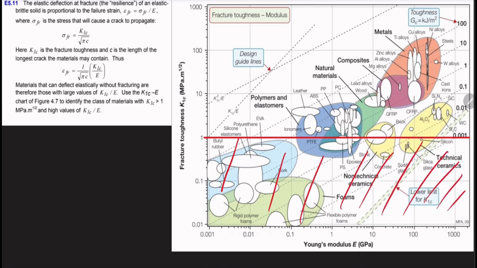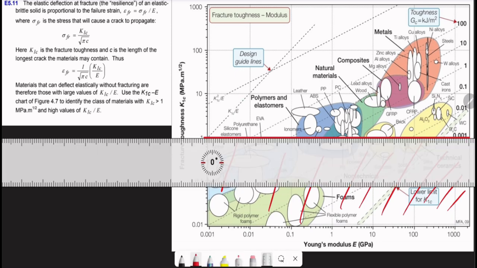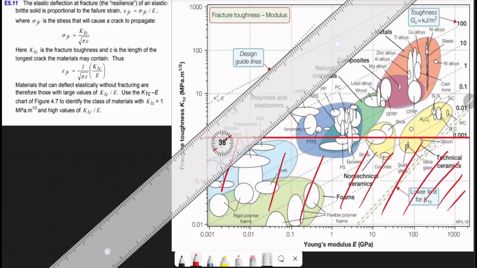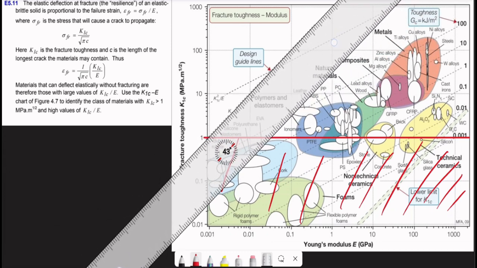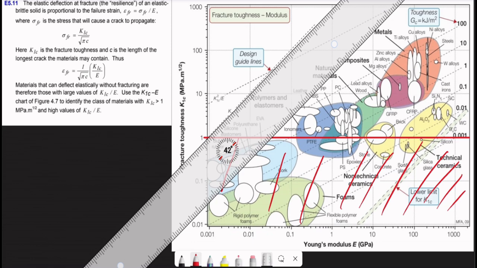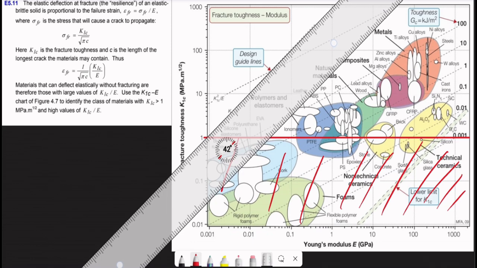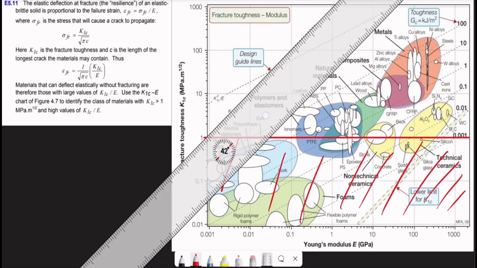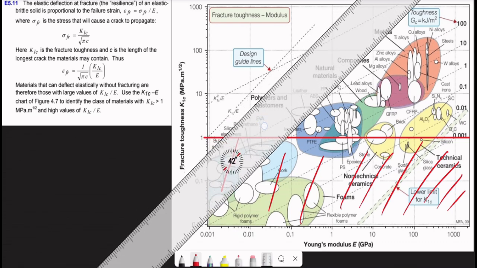Then also we need to trace this line for K1C over E. We'll get our ruler again, then make sure that we place it exactly at K1C over E. That's the line that we are looking for. Once we have our line placed perfectly at K1C over E, we can see that everything here is placed at K1C over E. All we have to do is translate this line all the way down.